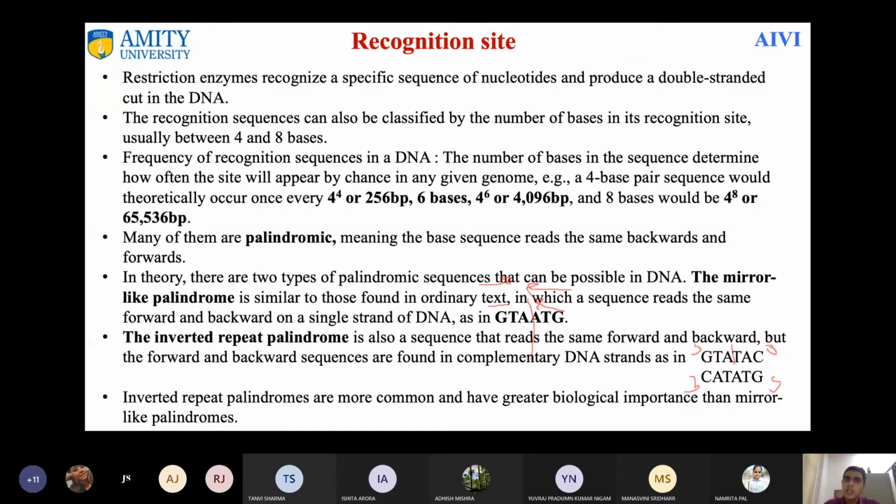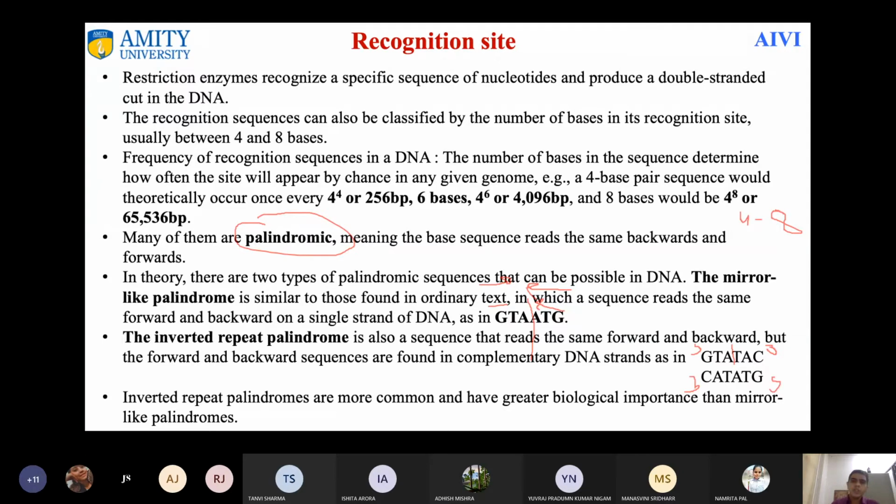So two properties we discussed here. First property is that they are going to be 4 to 8 base pair long. Second, they are palindromic in nature. They are reading the same in both directions, from 5' to 3' and 3' to 5', either the mirror way or the reverse way. The main point here is that you have to read the same in both directions.